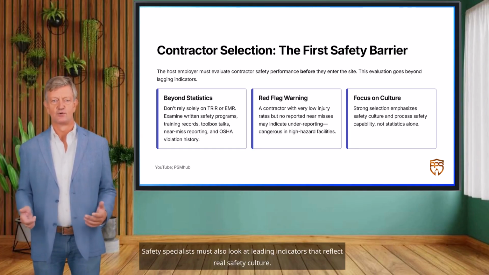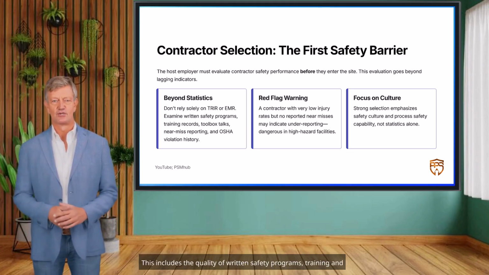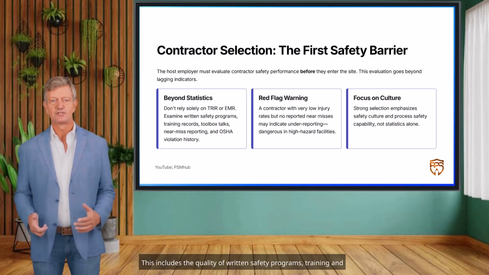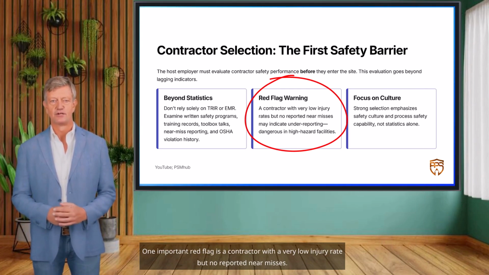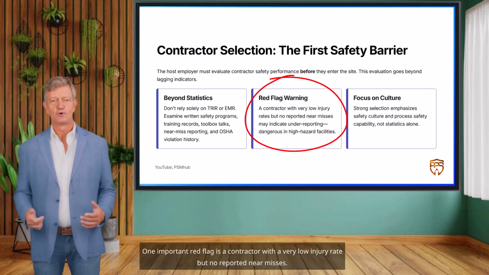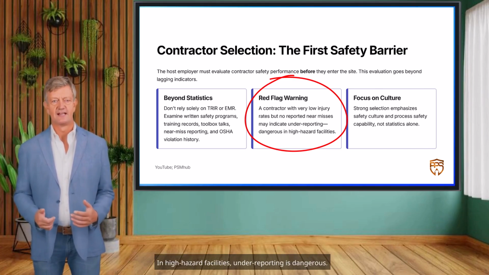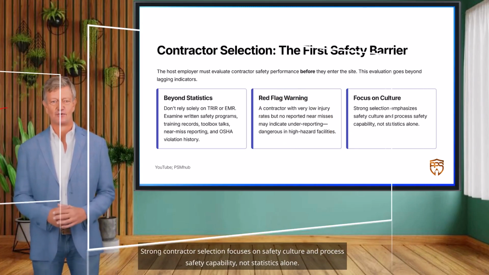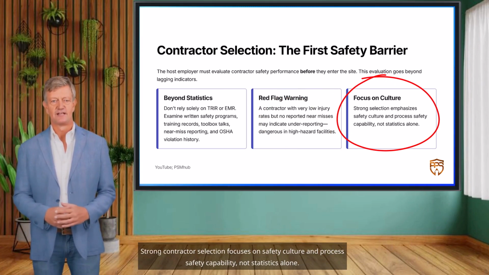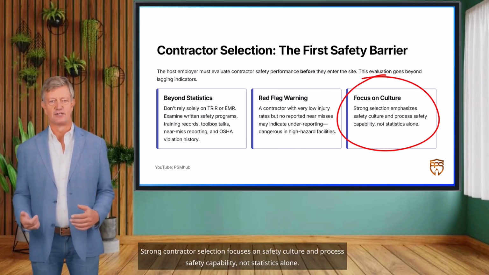Safety specialists must also look at leading indicators that reflect real safety culture. This includes the quality of written safety programs, training and competency records, toolbox talks, near-miss reporting practices, and the contractor's history of OSHA violations. One important red flag is a contractor with a very low injury rate, but no reported near misses. In high-hazard facilities, underreporting is dangerous. Strong contractor selection focuses on safety culture and process safety capability, not statistics alone.